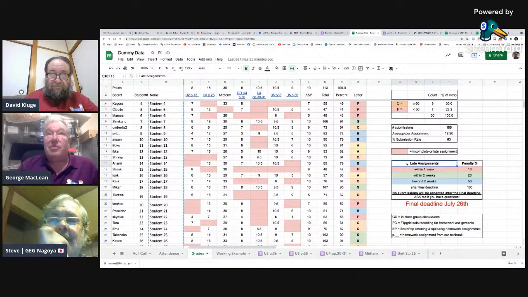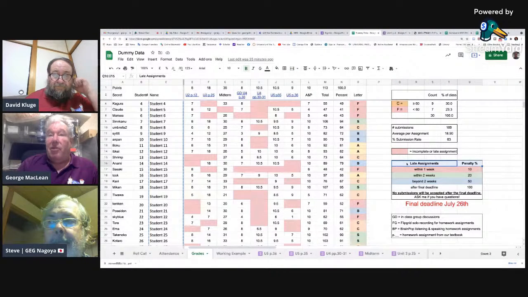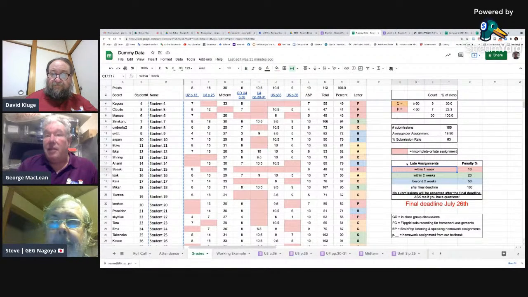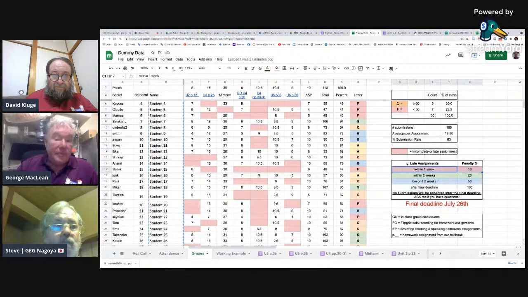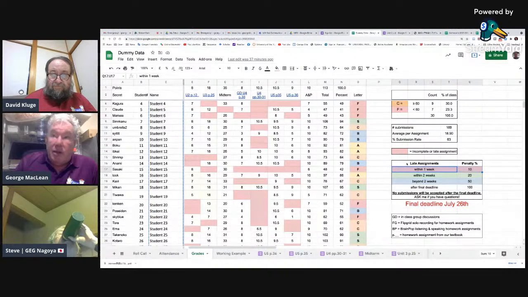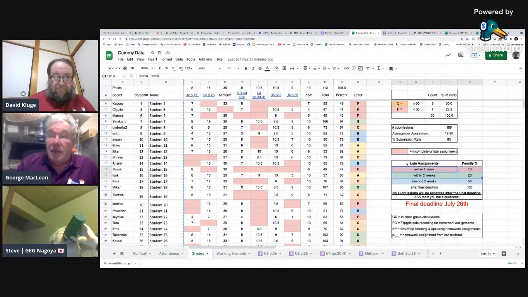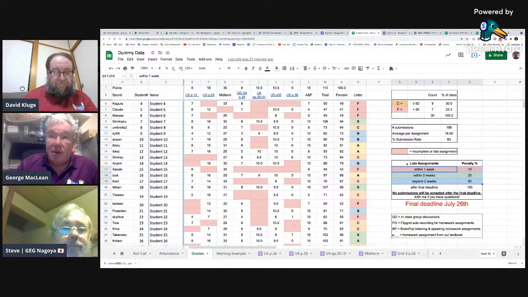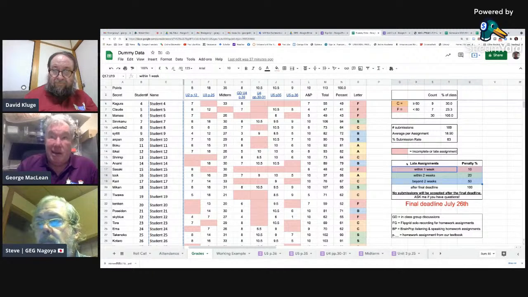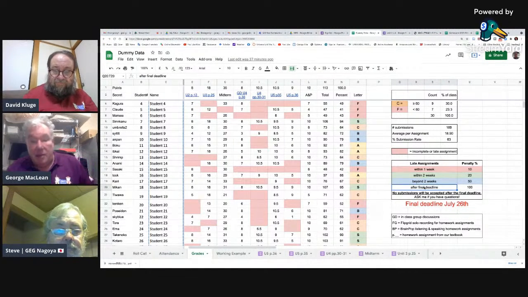You need to set this early on. So I have this policy basically for late assignments. Anytime within a week, they can submit as many times as they want. Their best grade is the grade they'll get. If they're a week late, it's 10%. If they're 2 weeks late, it's 20%. Beyond 2 weeks, 50% gone. And then after the final deadline, I'm not taking anything anymore.